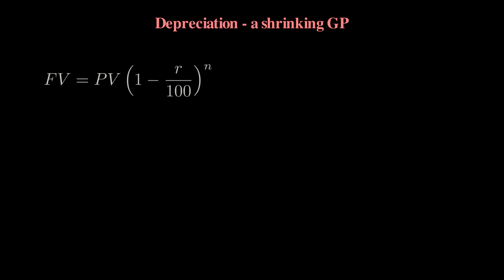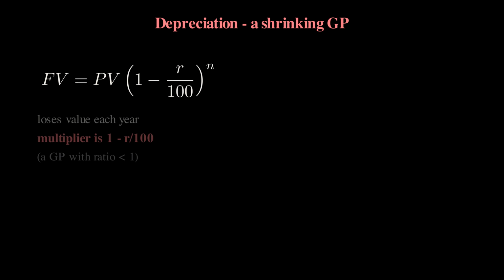Depreciation is the same maths in reverse. A car, a phone, a laptop. Each year, it loses a percentage of its value. If it loses R%, then it keeps 100 minus R%. So you multiply by 1 minus R over 100 each year. Same geometric sequence, but now the common ratio is less than 1.